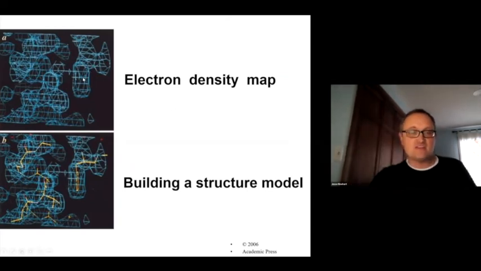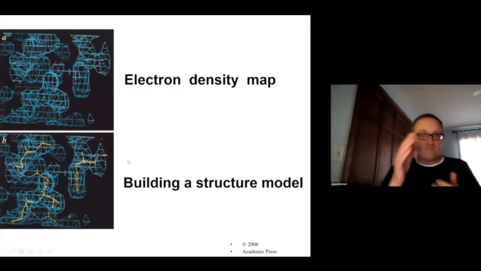And this is real data. This is the actual raw data from the experiment, transformed from the diffraction pattern into a real electron density map. Then you have to build a model, okay? So you have to figure out how do the amino acids fit into this model.